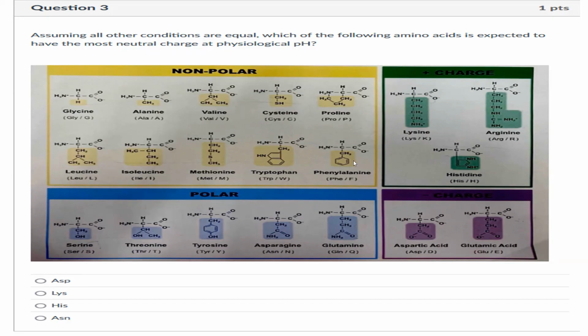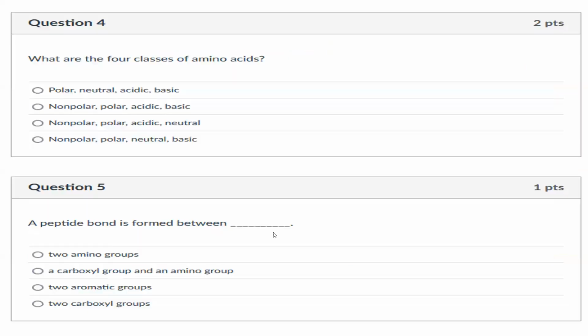Lysine has a positive charge. And histidine will have an overall positive charge. But when you look at ASN, that is known as asparagine, that's a perfect example of a zwitterion which is overall neutrally charged, when the carboxylic terminal and the amino terminal cancel out. It will have no overall charge.